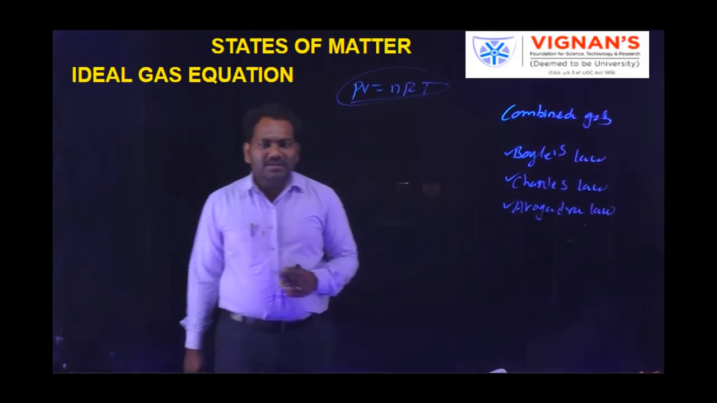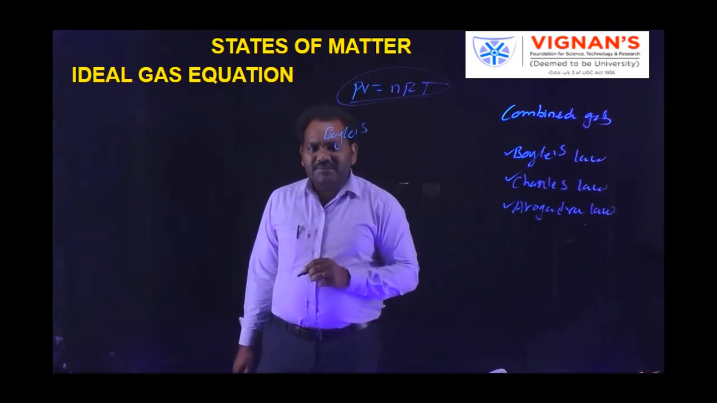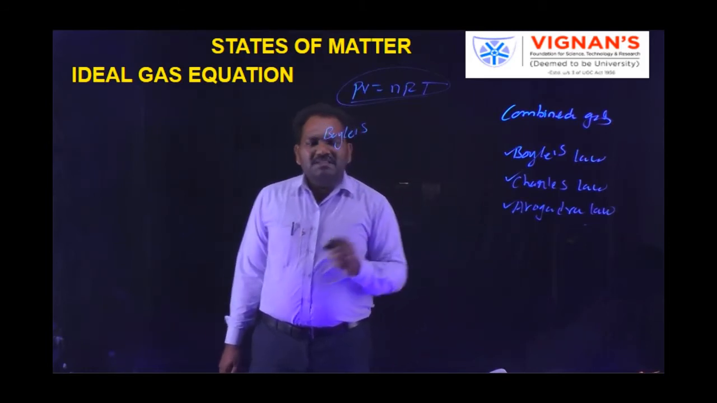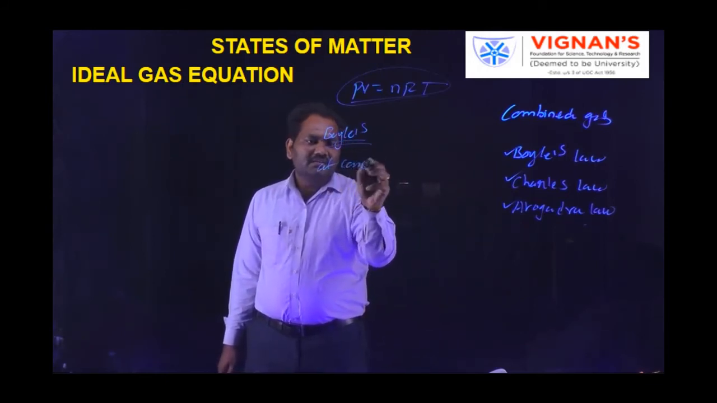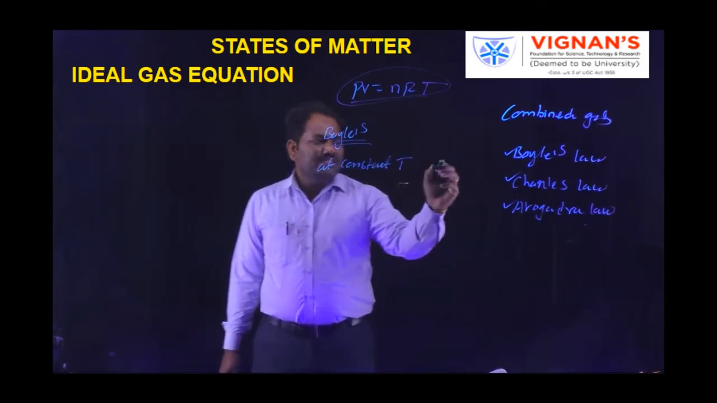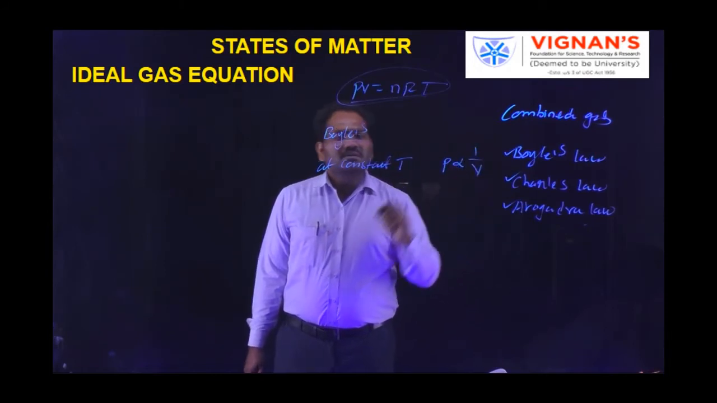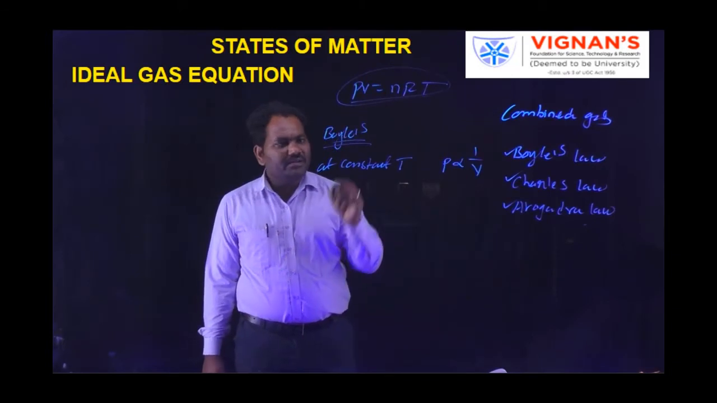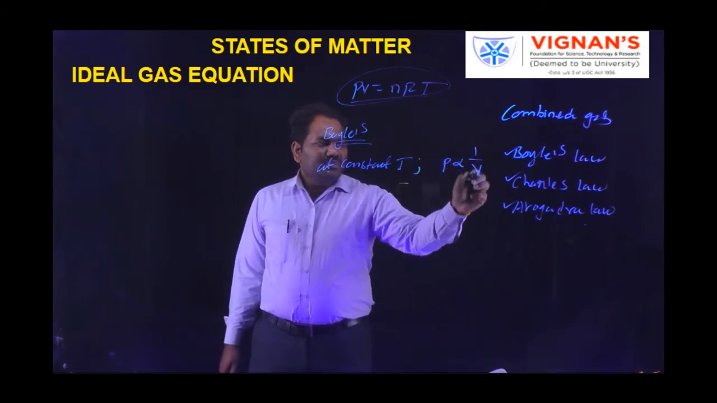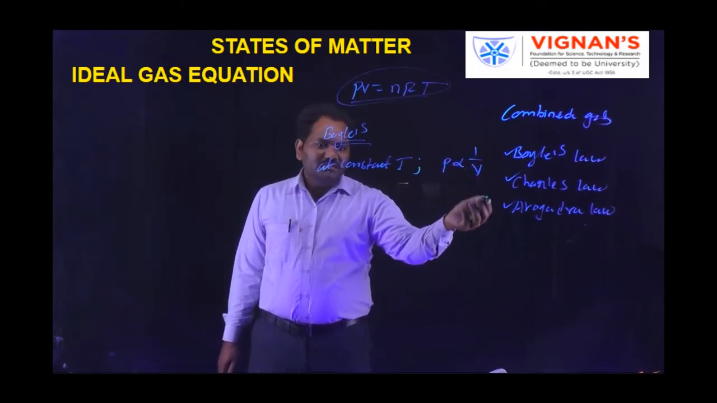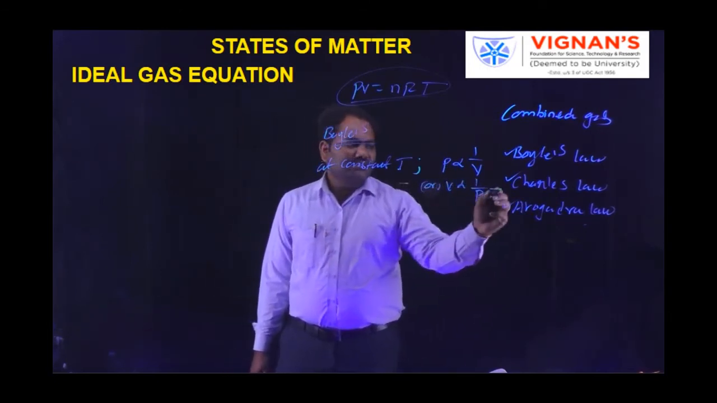According to Boyle's law, at constant temperature, pressure is inversely proportional to volume, or volume is inversely proportional to pressure. This equation is considered as the first equation.